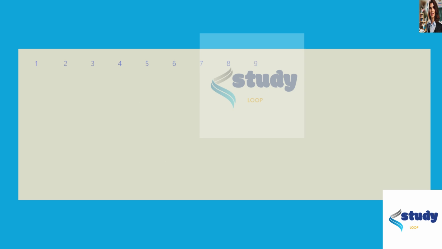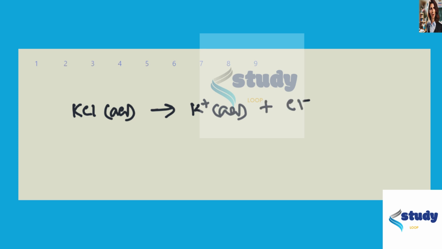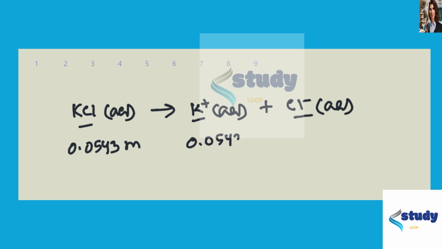Now I have to see how KCl will be dissociated. KCl will be dissociated to give us K plus and Cl minus. That means from 1 molar KCl we will have 1 molar K plus and 1 molar Cl minus. So if the KCl concentration is 0.0543, that means it will give us 0.0543 molar K plus and 0.0543 molar Cl minus.